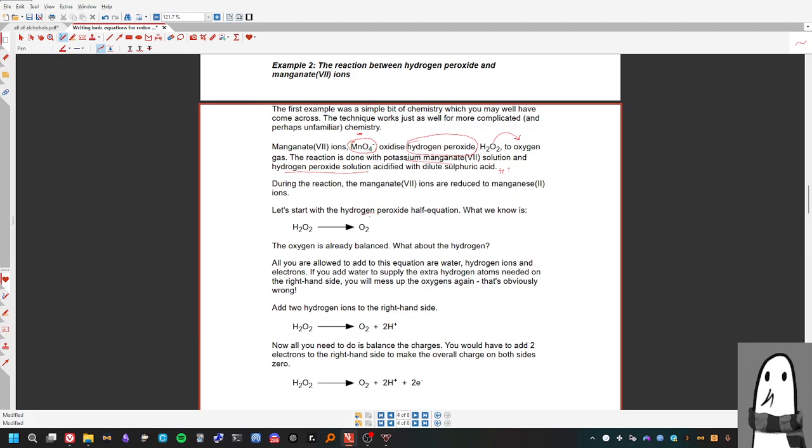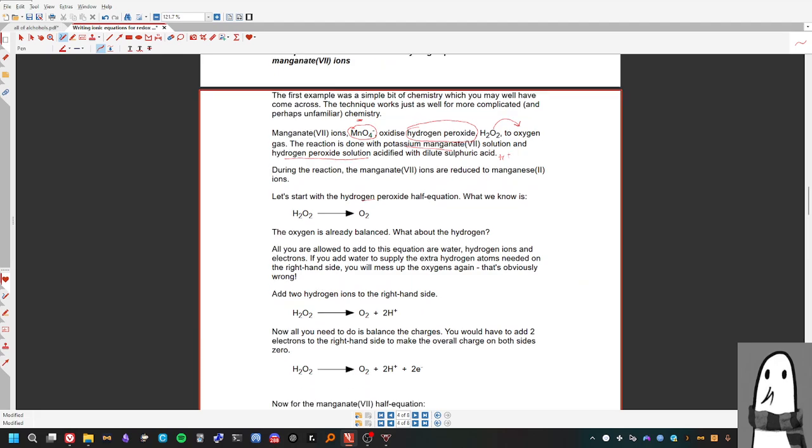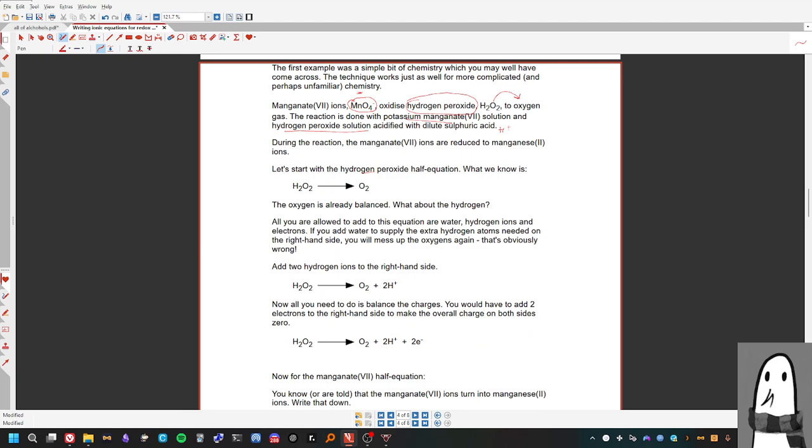For the hydrogen peroxide half equation, what we know is H2O2 goes to O2 gas, and the oxygen is already balanced. So what about the hydrogen? So we're missing the hydrogen, right? And we know that there's excess H plus ions over here. So what you're allowed to add into this equation is water, hydrogen ions, and electrons. Again, in alkaline solutions, you're going to add in OH minus ions instead of the hydrogen ions.